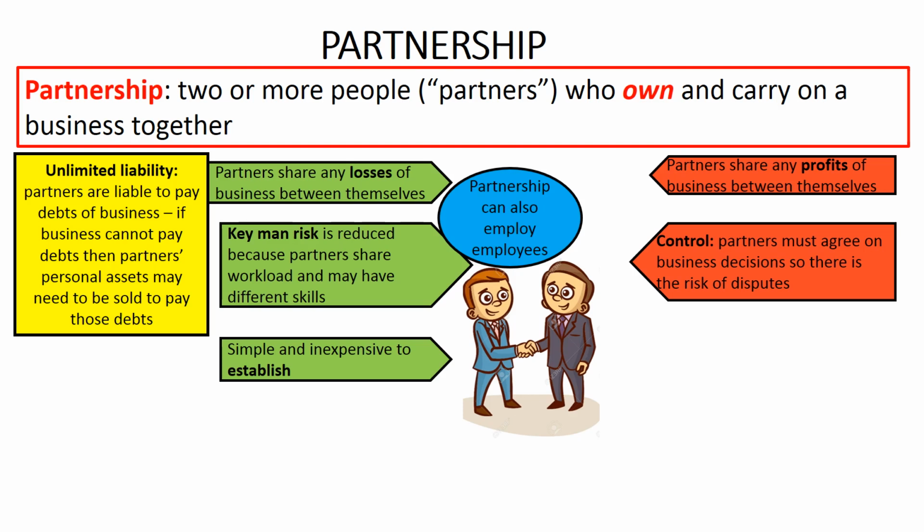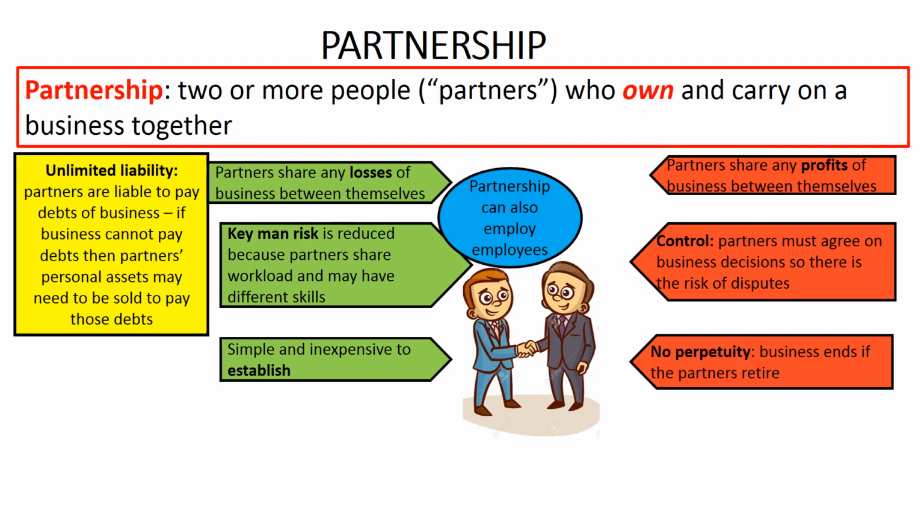Like sole traders, partnerships are simple and inexpensive to establish. The main thing that a partnership needs to have is a partnership agreement, which sets out the terms on which the partners have agreed to own and carry on a business together. Like a sole trader, a partnership has no perpetuity. If all of the partners retire, then the business comes to an end.